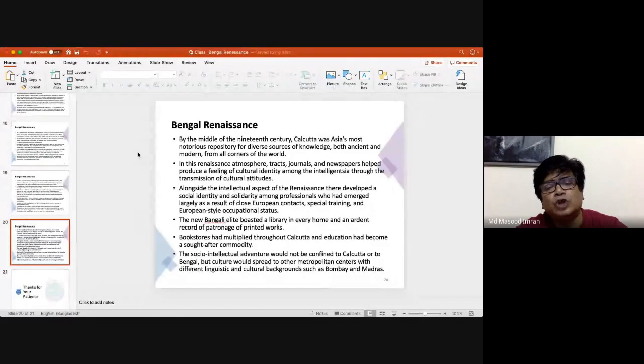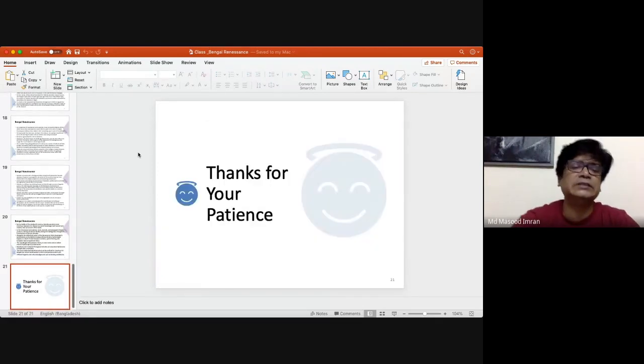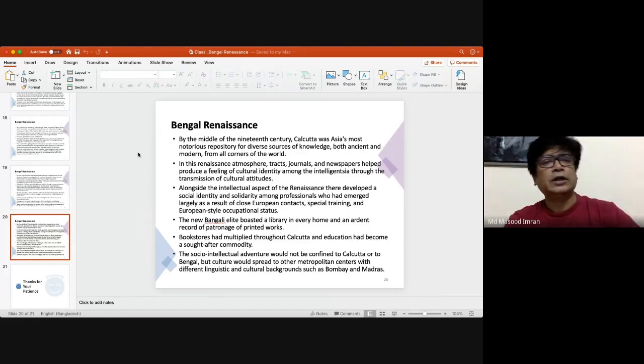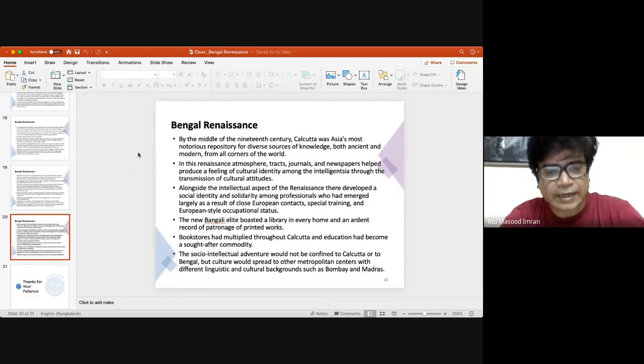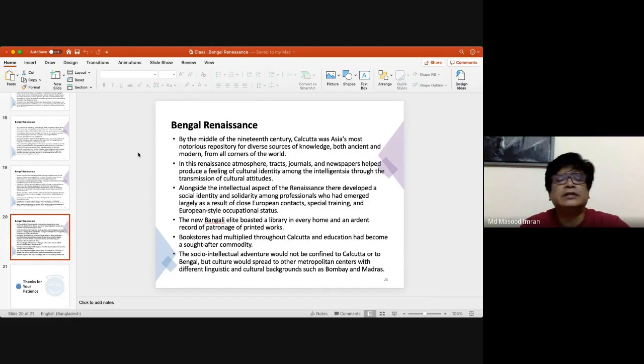The socio-intellectual adventure would not be confined to Calcutta or to Bengal, but culture would spread to other metropolitan centers with different linguistic and cultural backgrounds, such as Bombay and Madras. So today's Bombay, Madras, their intelligentsia and other things we found because of the Calcutta and 19th century Calcutta's attitude. And till date, we found that Calcutta's, West Bengal's movie literature is very much different from other states' movies, because everywhere you find something which always provokes you or binds you to think something else, which you won't find in other languages that much.